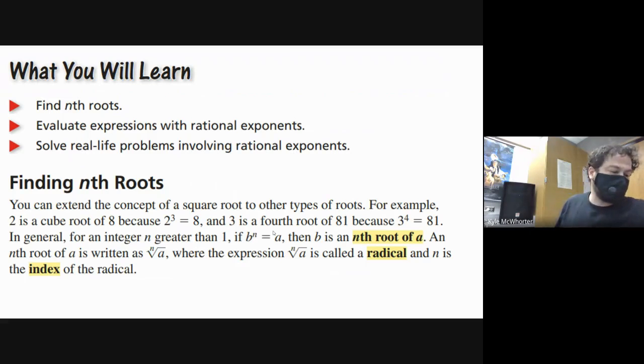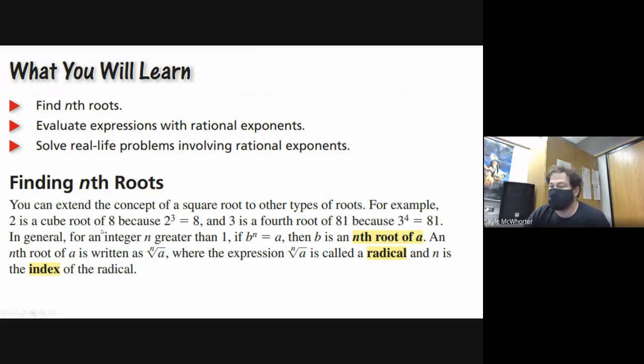So we're going to talk about a few things today. We're going to find nth roots, talk about what an nth root is and how to find it. We're going to evaluate expressions that have rational exponents. And we're going to look at some real life applications for rational exponents.